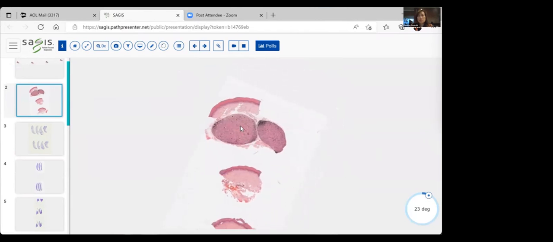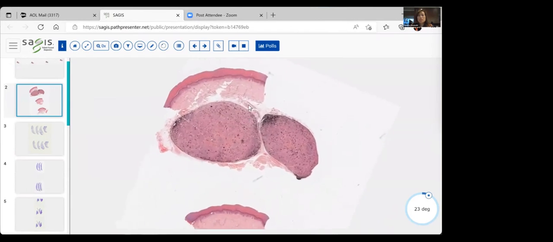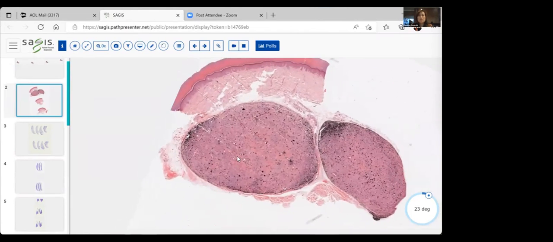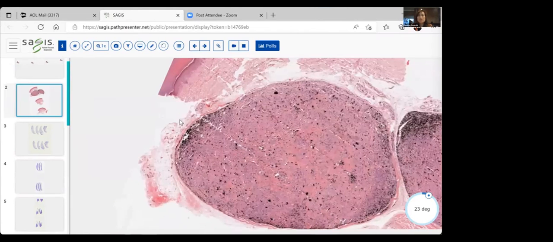So let's increase the magnification and see. You can tell that the site is an acral site and there's a lateral lamina lucida. But of course, what you most predominantly see is these 2 large collections of histiocytes. In this case, very well defined collections of histiocytes with this black material. This black material you can see is probably not just intracellular, but extracellular as well.